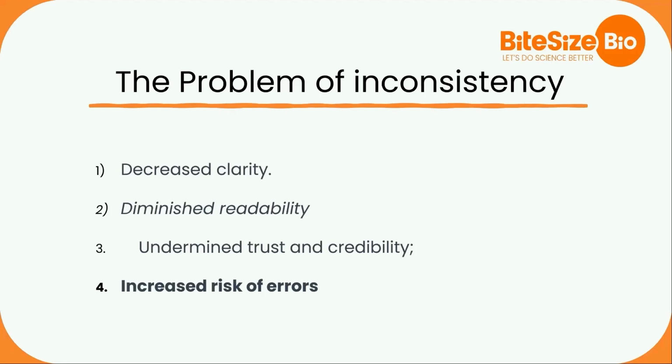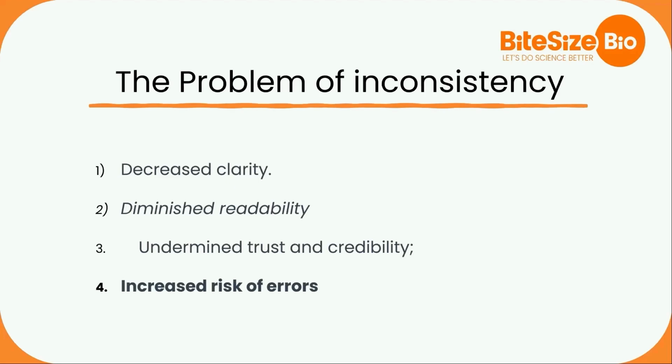Number one, decreased clarity. Consistency aids clarity by providing a clear and predictable structure for readers. Inconsistencies in headings, formatting, or data presentation can obscure the intended message and make it more difficult for readers to grasp key points or draw accurate conclusions. The purpose of your writing is to share your work with others and ensure they understand the correct message it is showing. Inconsistencies make this harder and mean there is an increased chance that your readers do not properly understand your work.